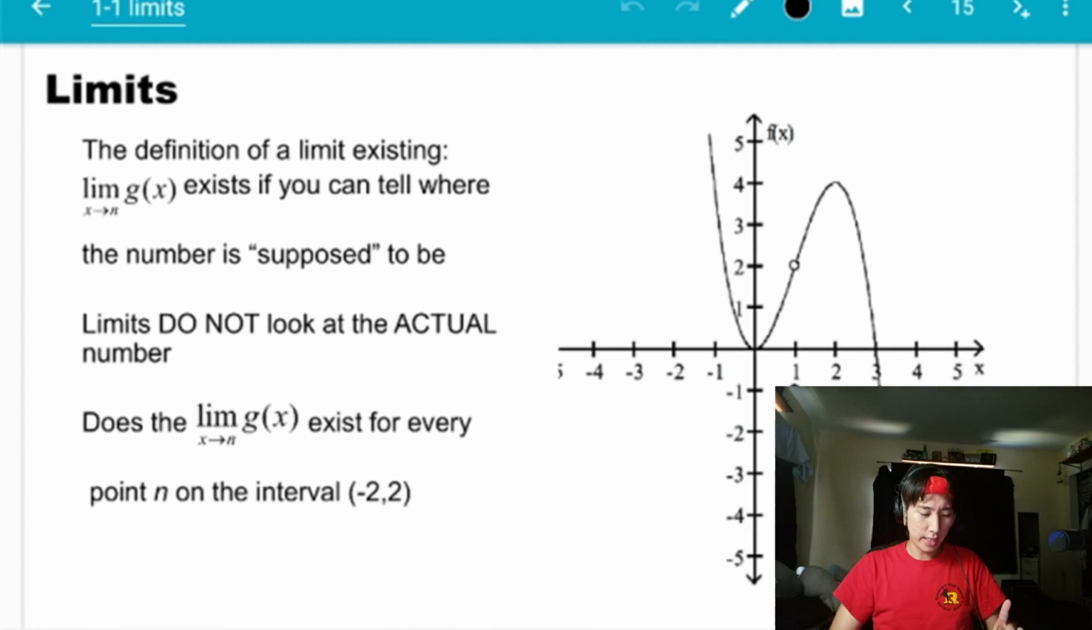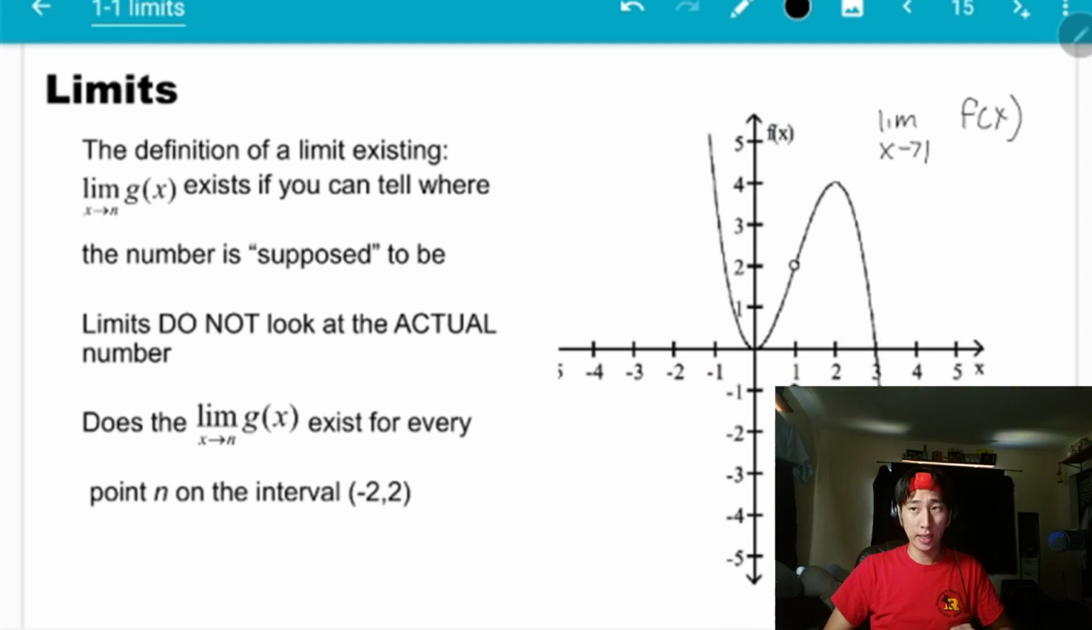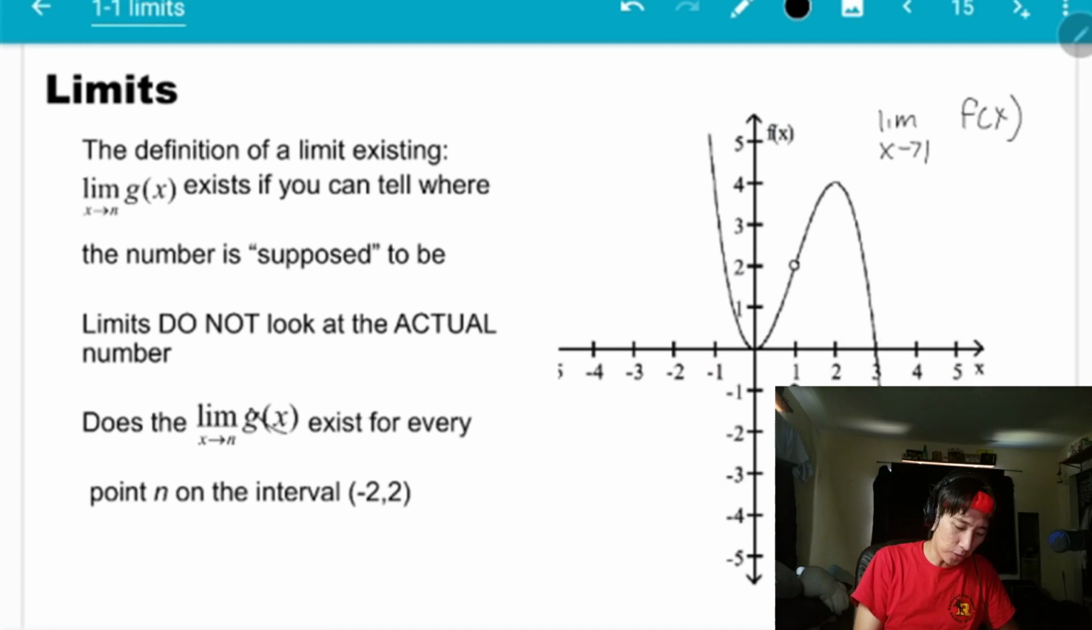What is the limit as x approaches 1 of f of x? Okay, that's the first question: the limit as x approaches 1 of f of x. The second question is, does the limit as x approaches n of f of x exist? I don't know why I put g of x, stupid.